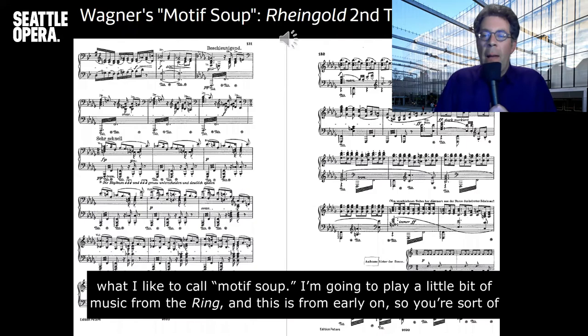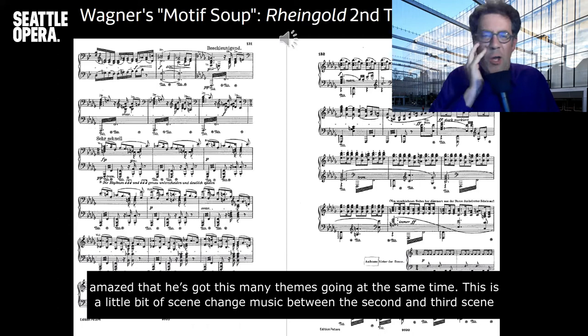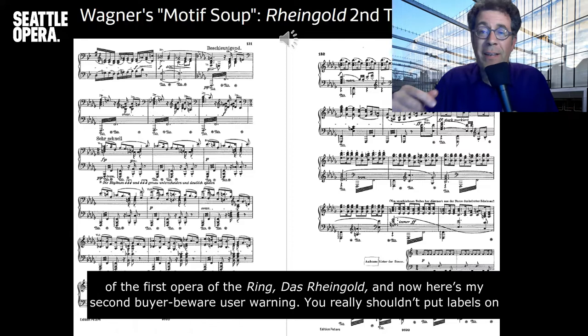I'm going to play you a little bit of music from The Ring, and this is from very early on, so you're sort of amazed that he's got this many themes going at the same time. This is a little bit of scene change music between the second and third scene of the first opera of The Ring, Das Rheingold. And now, here's my second buyer beware user warning.